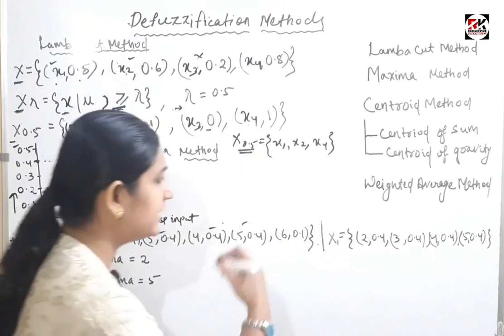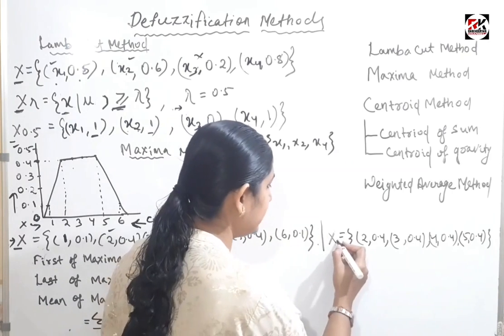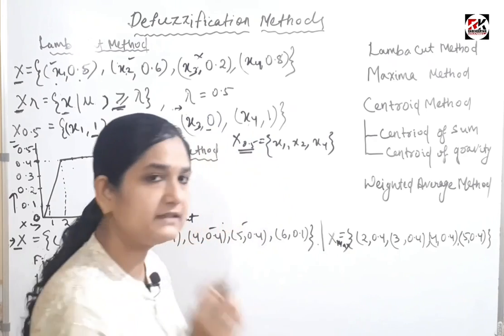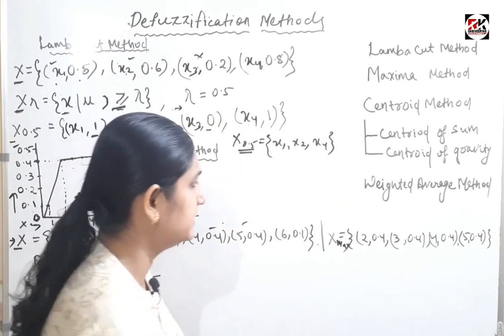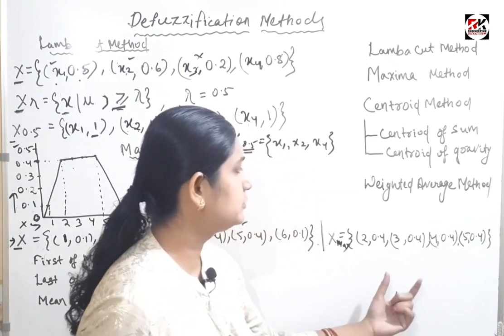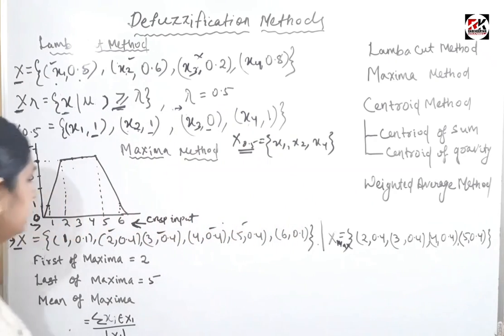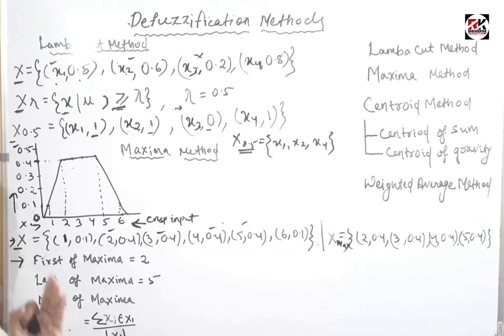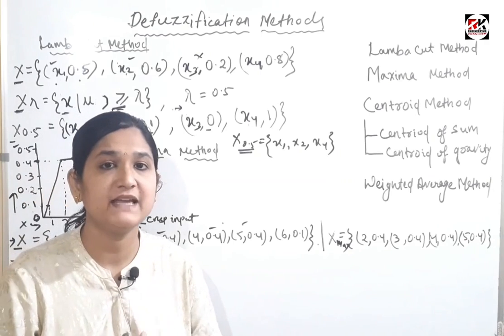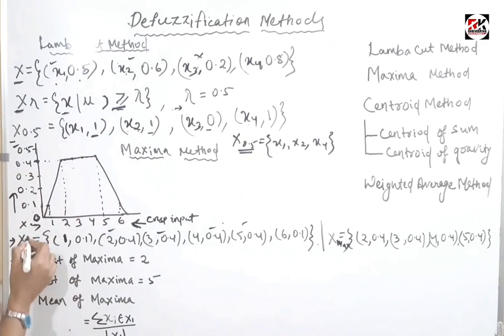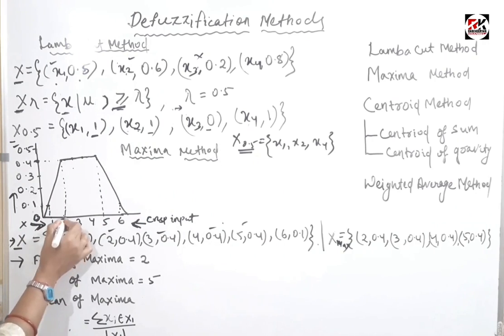Okay, so here I will write another element, that is x max, because it contains all the maximum value elements, and I will write 2, 3, 4, 5 with their fuzzified values. Okay, so now this is a maxima method. If I want to know the first of maxima, what is the first element coming with the maximum fuzzified value? Coming from x in this direction, the first of maxima will be 2, because 2 is the first element whose value is maximum at 0.4.